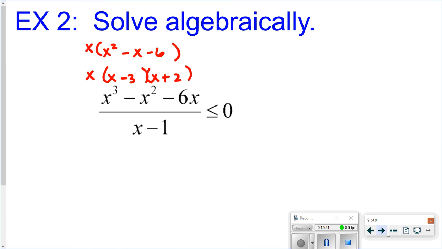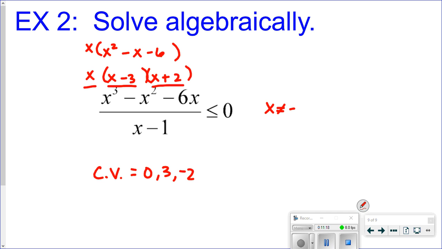All right, so our critical values. Well, I have the zeros from the numerator, which would be 0, 3, negative 2, but then I have the critical value of my restriction, which is positive 1. X can't be positive 1 because you cannot divide by 0.